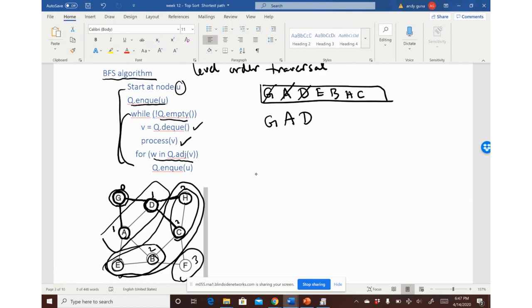And then take E, process it. And E has no, well, A has the adjacency element B, but B is already in the queue. So we're not going to put anything into the list. And then we process B. And B has the adjacent element F, so we put the F into that. And then we take H, we process H. We look at adjacency elements of H. Those are D and C, but both of them have been either processed or in the queue, and therefore we don't do anything.